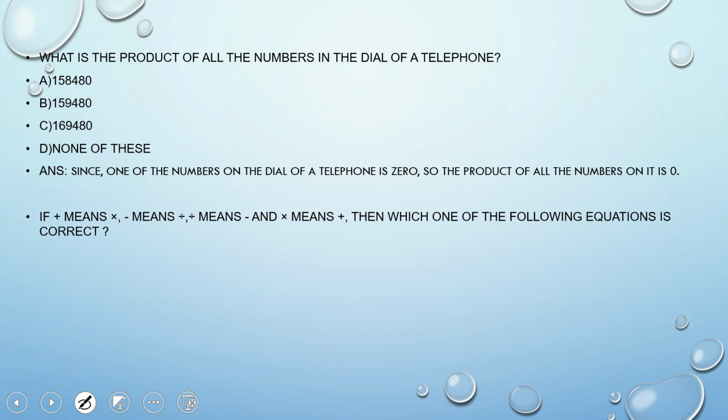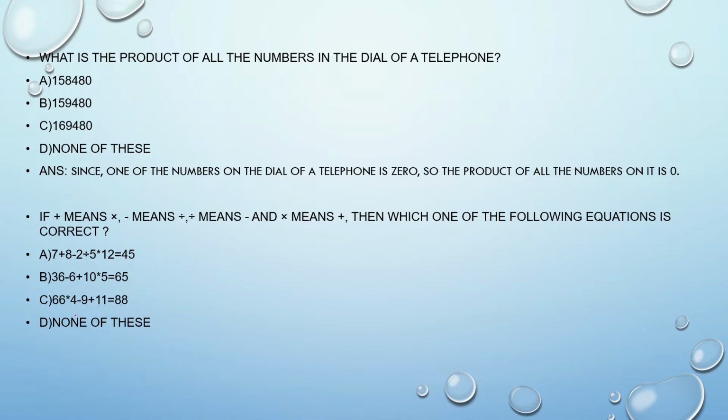We have the second question. If addition means multiplication, subtraction means division, division means subtraction, and multiplication means addition, then which one of the following equations is correct? We have options A, B, C, D. I know the answer, so I'll try to solve only the correct answer, and if you want to solve other options, you have to try by yourself. So I try to solve option number B, that is 36.